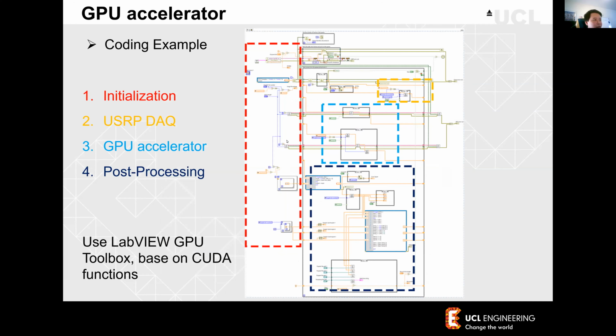And this is the coding example in LabVIEW to show how I designed all these 3 threads discussed before. Firstly, we have all the system initialization as this black red block. Then I do the USRP data DAQ from here. Then the data is uploaded to the GPU accelerator to process the FFT, and then the final data will pass back to the CPU to do the post processing.